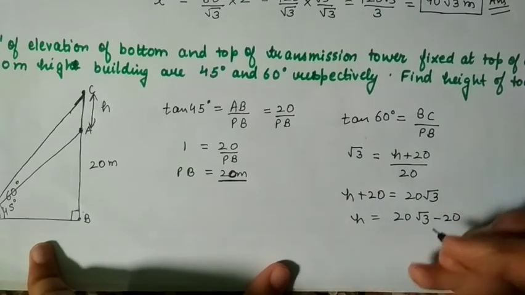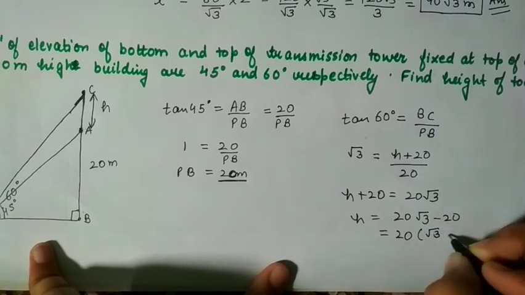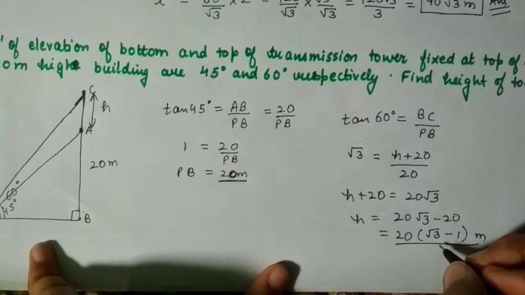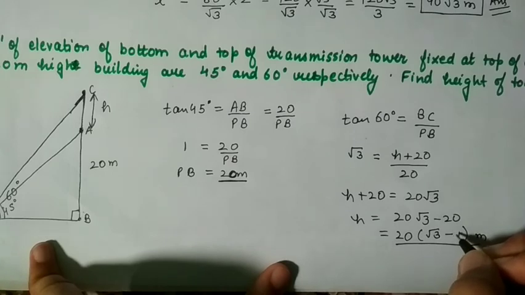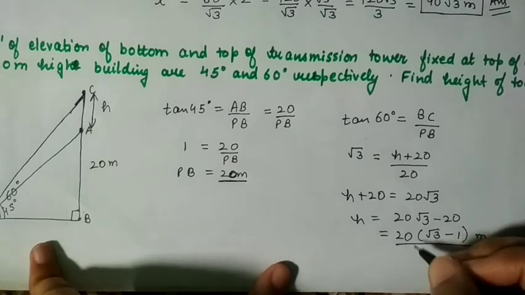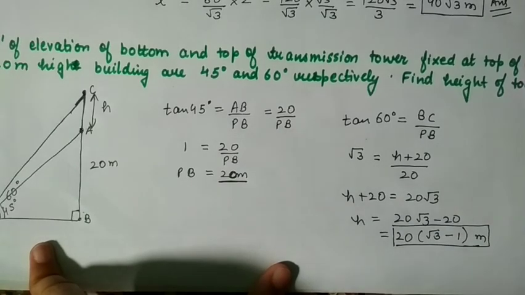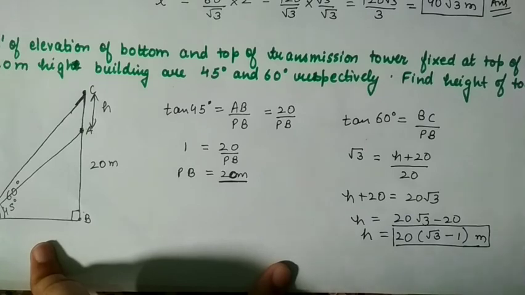So from here, can you take 20 common? 20 will be common and in the bracket you are left with root 3 minus 1 meters. You can leave it here or you can solve by putting the value of root 3, that is 1.732, and it would be 0.732 left in the bracket and multiply it with 20, so you get the answer. You can leave it here also. So 20 into root 3 minus 1 meters is the height of the tower that was required.